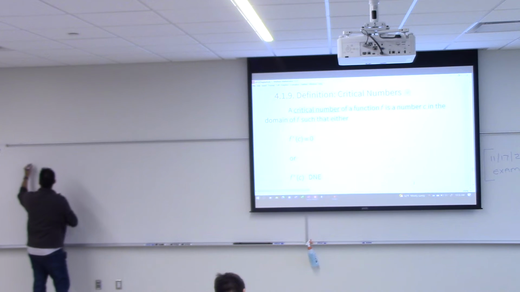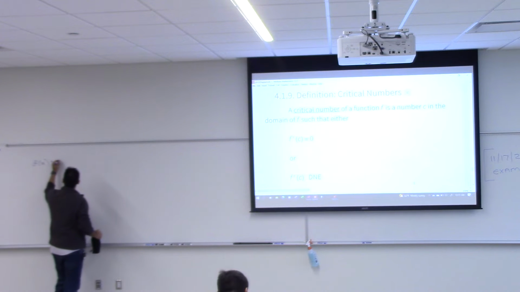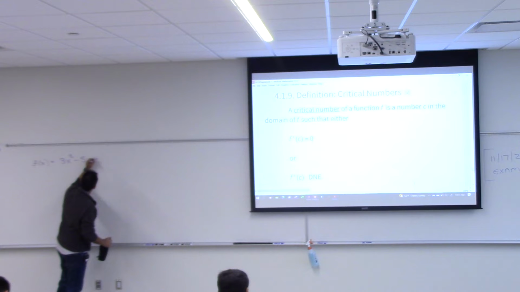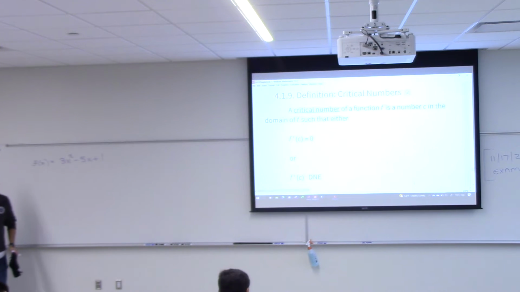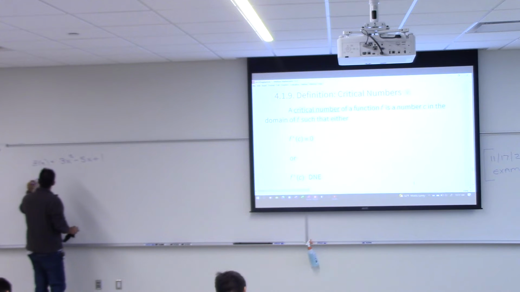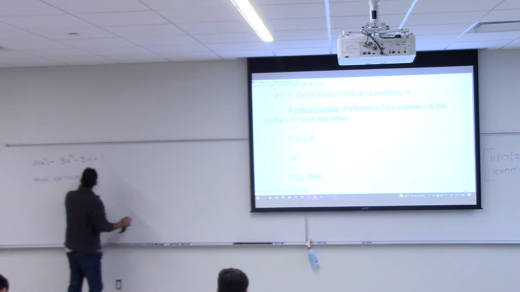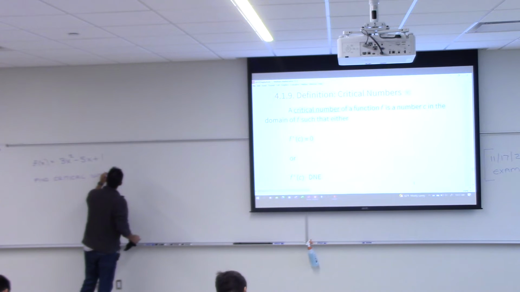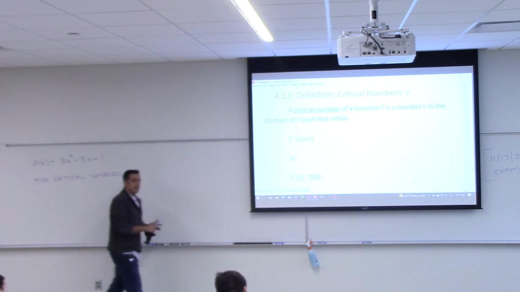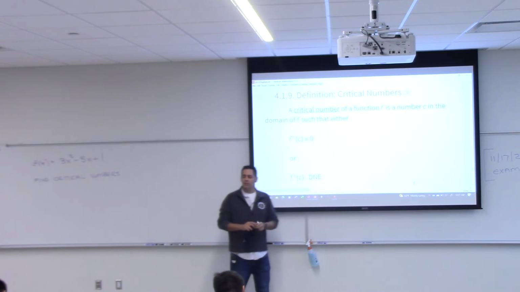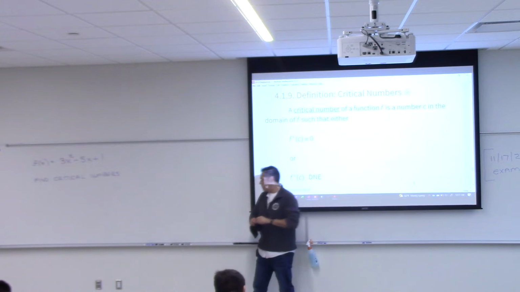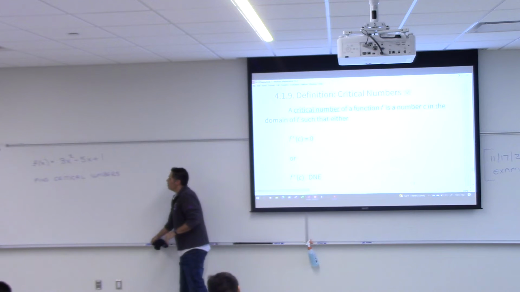We'll do an easy one first. F of x equals 3x squared minus 5x plus 1. Okay? I want to know what the critical numbers are. Now, you might be asking, why do we need the critical numbers? What are they, why are they important, right? Let's just make sure we know how to find them first. Then I'll tell you why we need them, all right? So find the critical numbers.